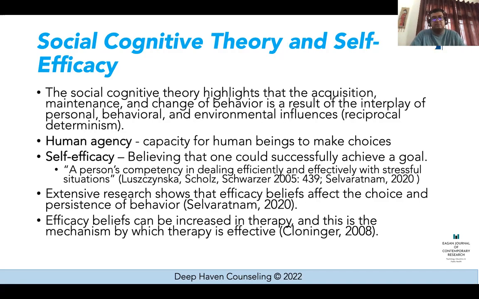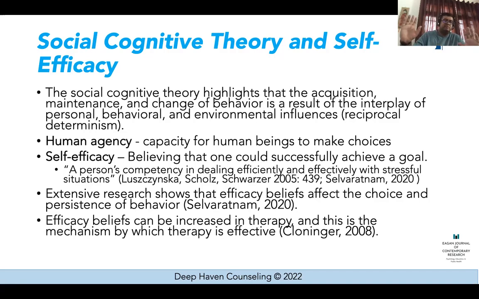So therefore, I would be glad if you also could read a bit about the theory before we go ahead. So social cognitive theory basically highlights the acquisition, maintenance, and change of behavior as a result of the interplay between personal, behavioral, and environmental influences.